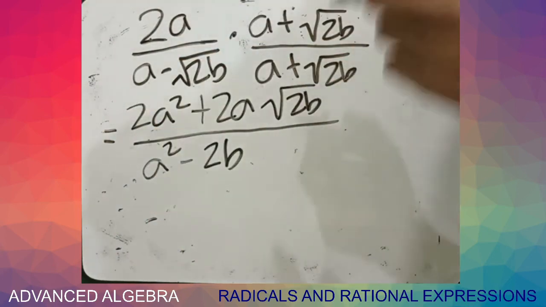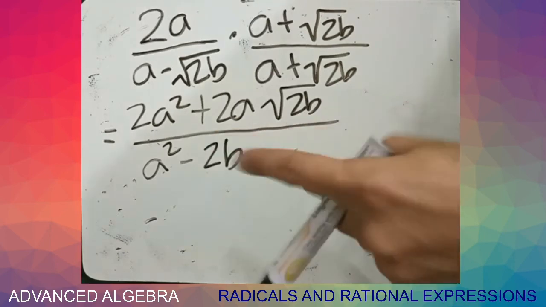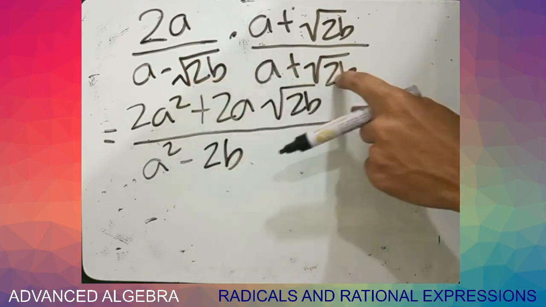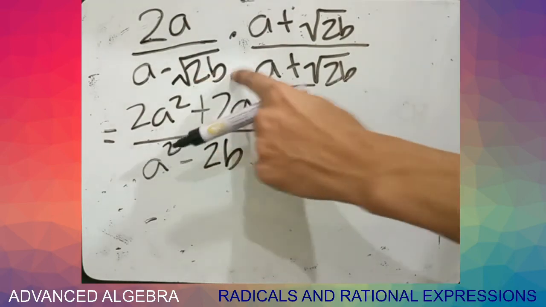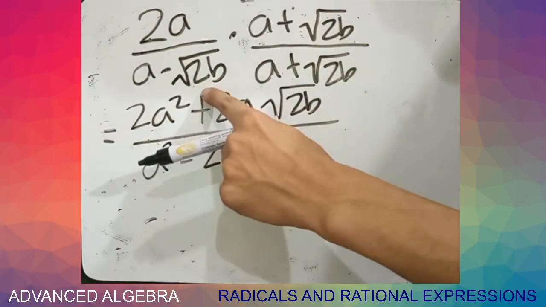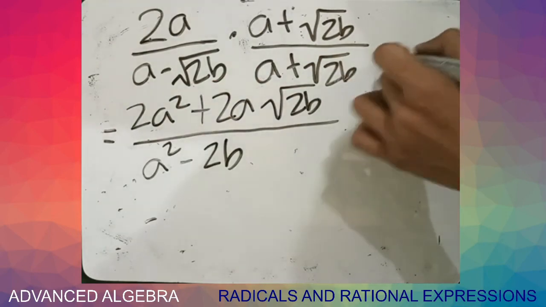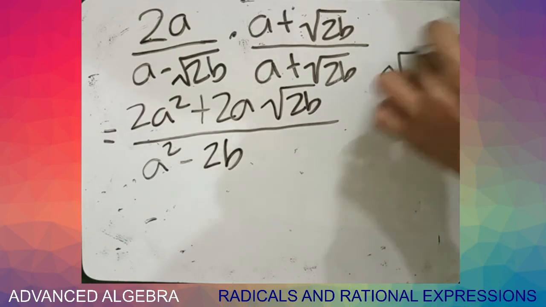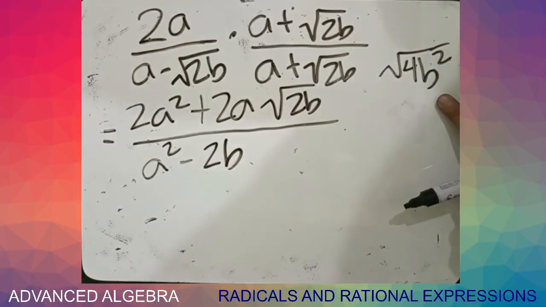Magkaparehas naman sila, kaya hindi na tayo mag-distribute ulit-ulit or gumamit ng FOIL method. Kasi pwede natin pag-multiply si a sa a, is si negative square root of 2b times square root of 2b, ang sagot ay negative 2b. Si 2b times 2b ay dahil perfect square sila, ang sagot ay 2b. Kasi 2 times 2, 4. Then b times b, b squared. So, sulat natin ha. Tawag dito, the square root of 4b squared. So, ang square root ng 4b squared ay 2b.